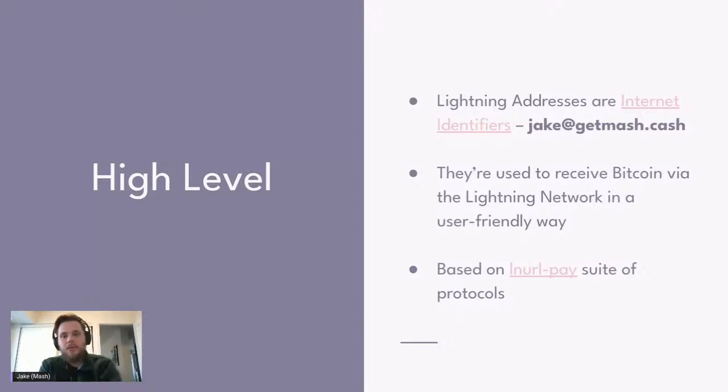At a high level, what are Lightning addresses, if you're not familiar with them? They're just internet identifiers. They look like an email address. I have mine there that we have at Mash, getmash.cash. The whole idea is they can be used to receive Bitcoin over the Lightning Network in a really user-friendly way. If you're familiar with the current Lightning UX, it's a lot of strings and QR codes.